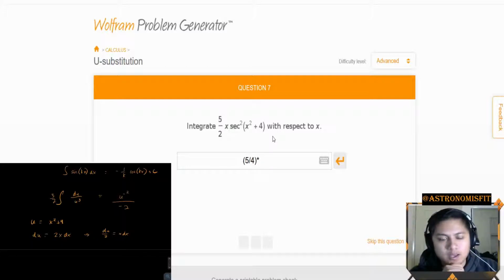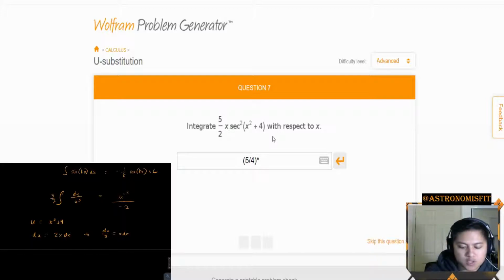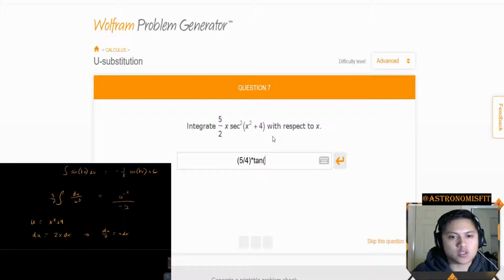Now we have the integral of secant squared. It pretty much just becomes the integral of secant squared of u, and that is just going to be a tangent, right? So that's going to be a tangent of x squared plus 4 plus a constant. Awesome.